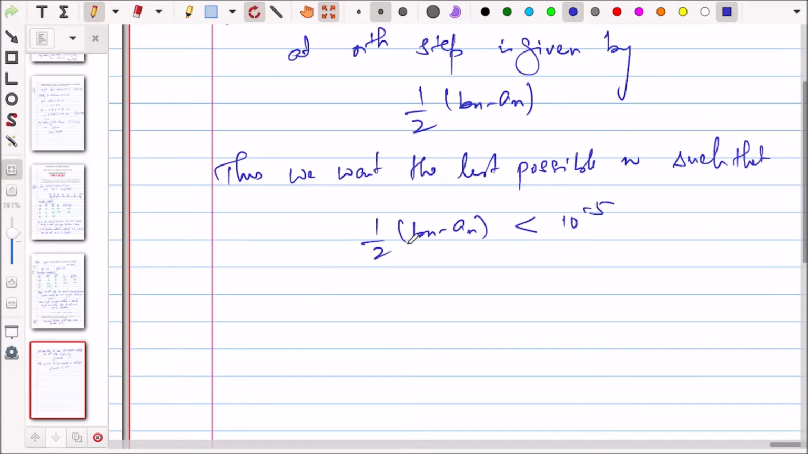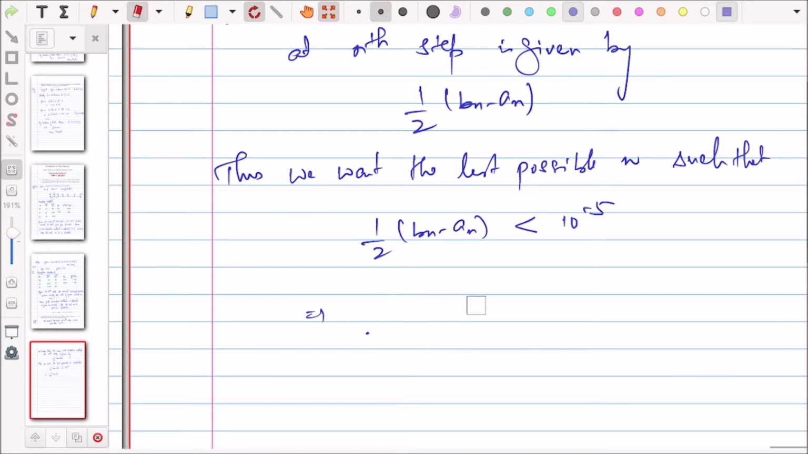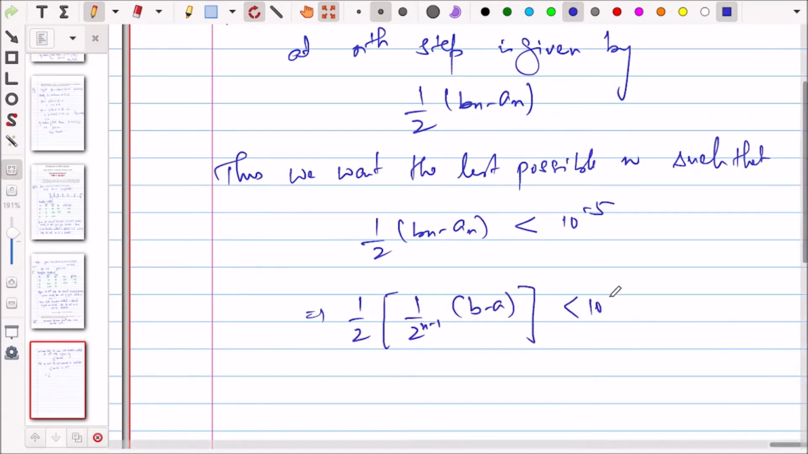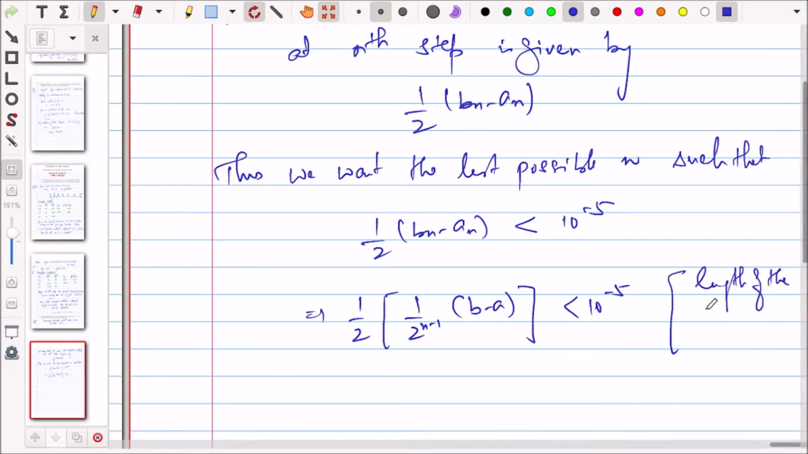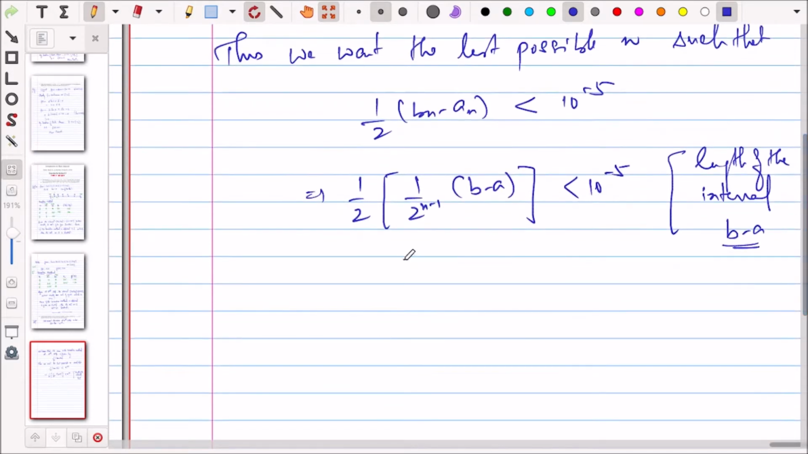Now bn minus an is nothing but 1 by 2 to the power n minus 1 times (b minus a), where b minus a is the length of the interval. So 1 by 2 times 1 by 2 to the power n minus 1 times (b minus a) should be less than epsilon, which is 10 to the power minus 5.